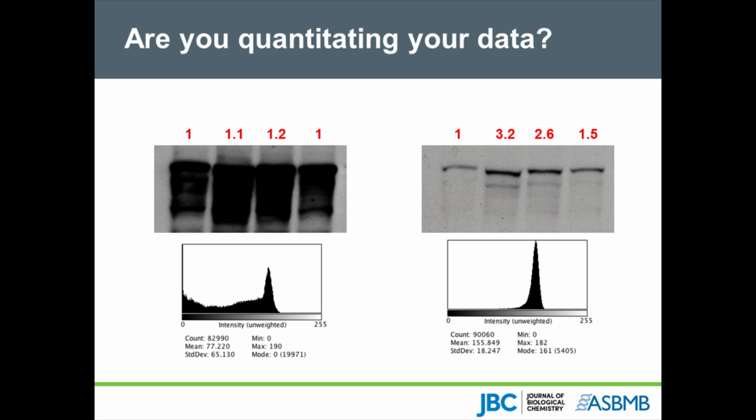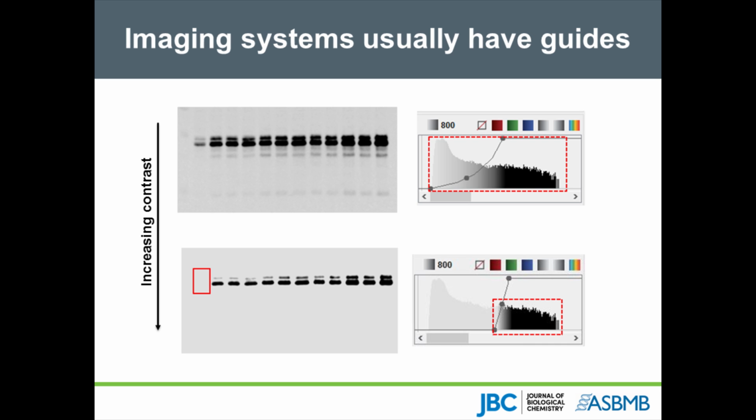Remember, there's a threshold as to how much signal your film or detector can collect. Once you've surpassed that threshold, you will underestimate your signal and you won't be able to tell by how much. If you're using an imaging system, it's usually a bit easier to tell if you're in the right range because the system usually will display the histogram next to the image as you're acquiring it.